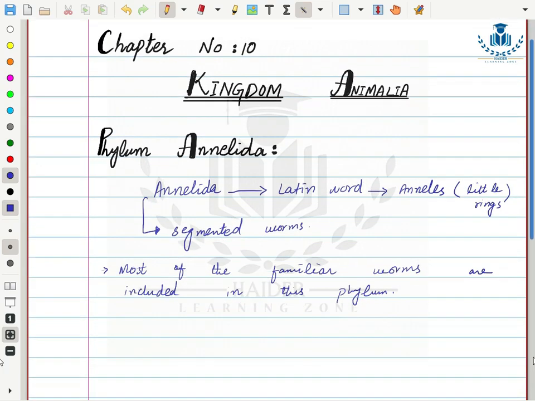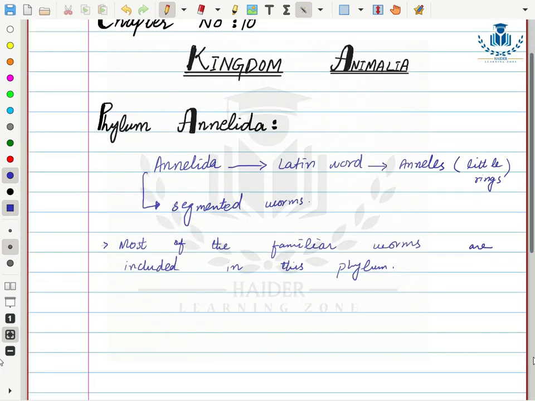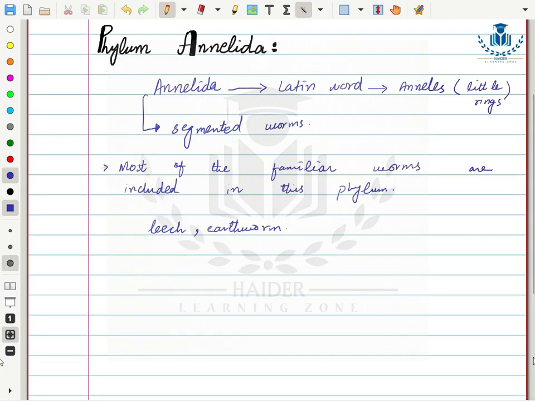Most of the worms that we see in our everyday life are included in phylum Annelida, like leech and earthworm. So these are included in phylum Annelida. Next, we will discuss their general characteristics.